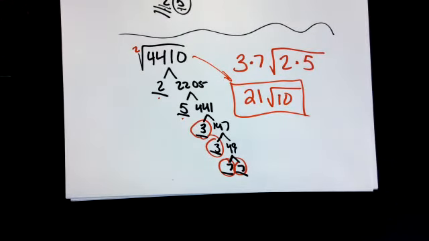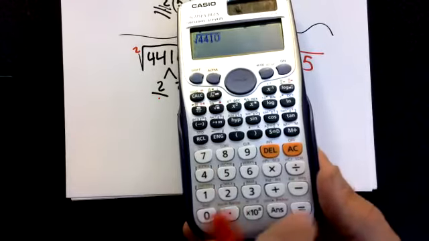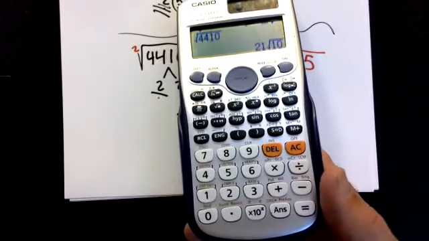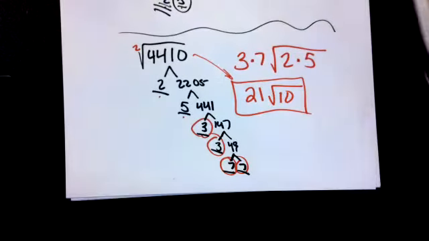So if your calculator does that for you, that's pretty sweet. For example, if I type in the square root of 4410 and I hit equals, my calculator says 21 square roots of 10, which is what we got.